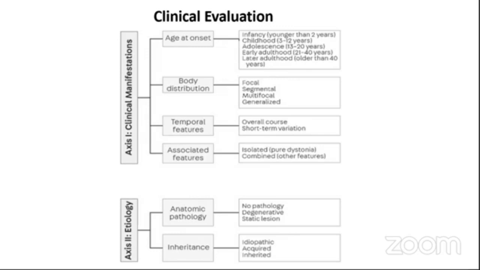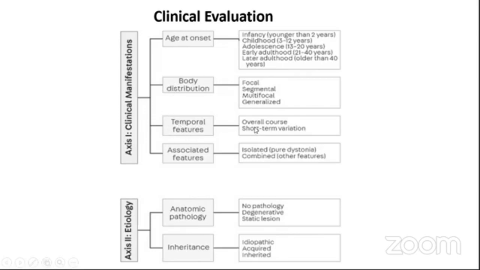Either it is focal, where just one group of muscles is involved, or segmental. Segmental means one muscle and its associated area, for example a neck muscle along with the hand and shoulder joints; this is called segmental. Multifocal is when there is involvement in multiple separated places. Generalized is when there is involvement of the whole body, bilateral and symmetrical; that is called generalized. This can also help to identify the underlying cause, and it can also help in management. So body distribution is very important.